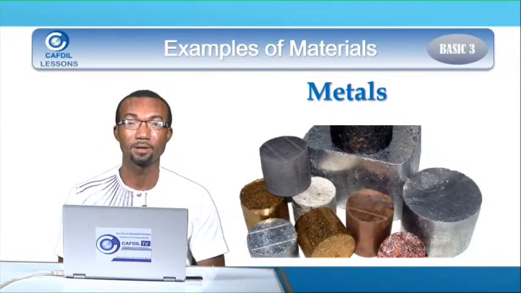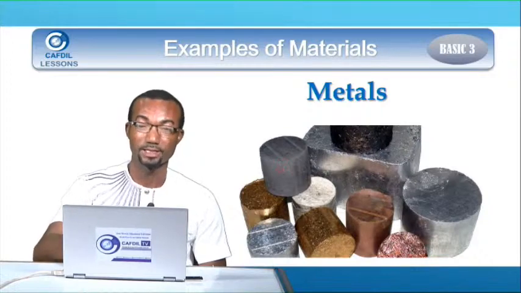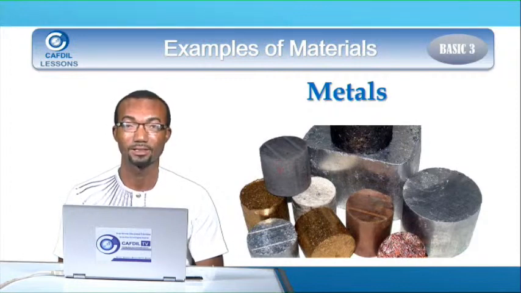So another example of materials that surround us is metal. You can see different kinds of metals here, and different colors of metals. Some are shiny, some are dull in color. They are all metals, and they are part of the materials that surround us. So remember, kids, that metals are some of the materials that surround us.